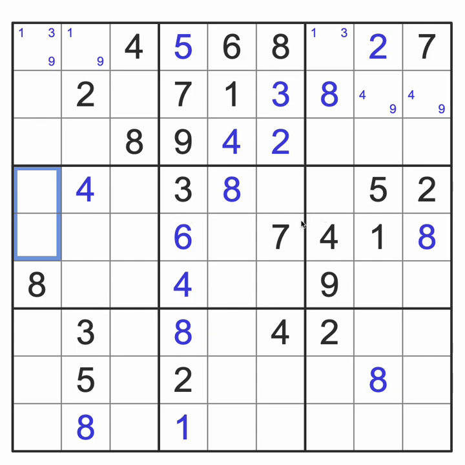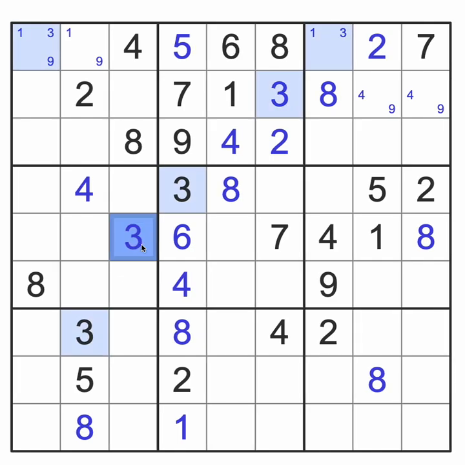And I also have to look at box 6. 3 in box 5 blocks this cell. That forces 3 to come in here or here. So these cannot be 3. The 3 in box 1 will block these. 3 in box 5 blocks this. 3 in box 7 blocks this cell. That gives me 3 here.